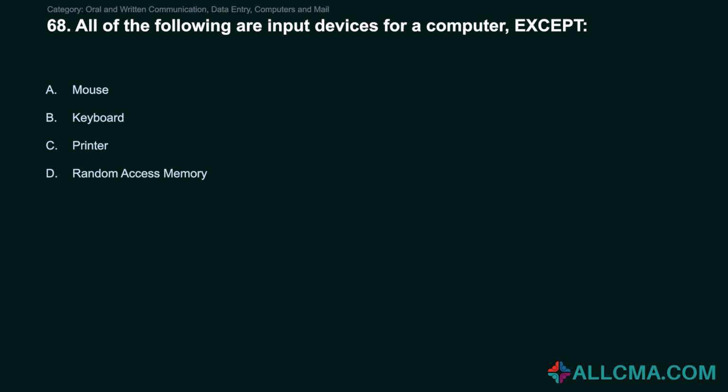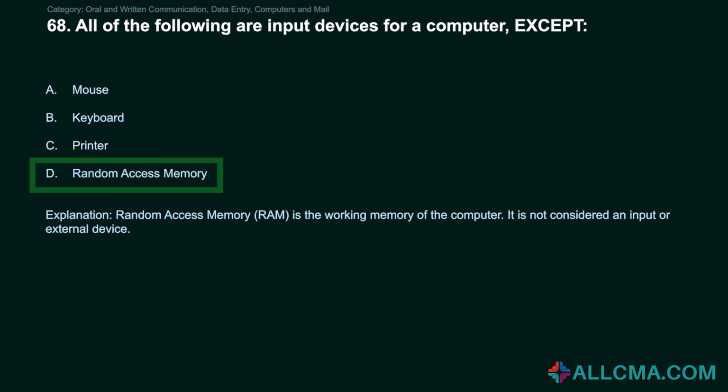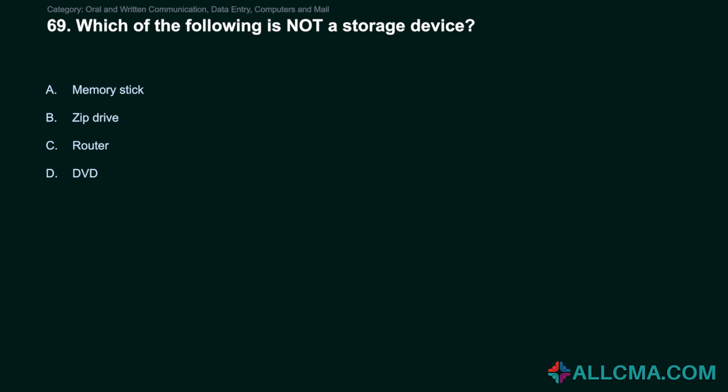68. All of the following are input devices for a computer, except A. Mouse. B. Keyboard. C. Printer. D. Random access memory. Correct answer, D. Random access memory. Random access memory, RAM, is the working memory of the computer. It is not considered an input or external device.